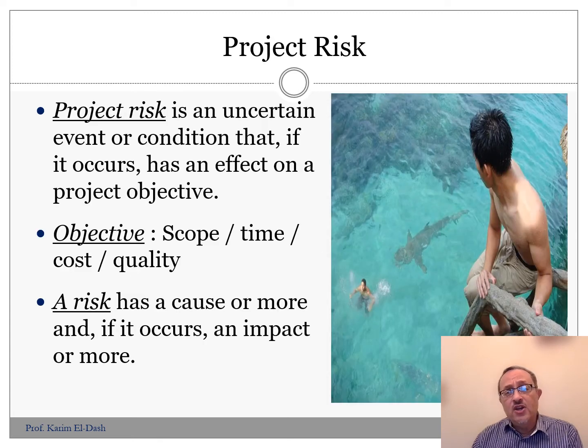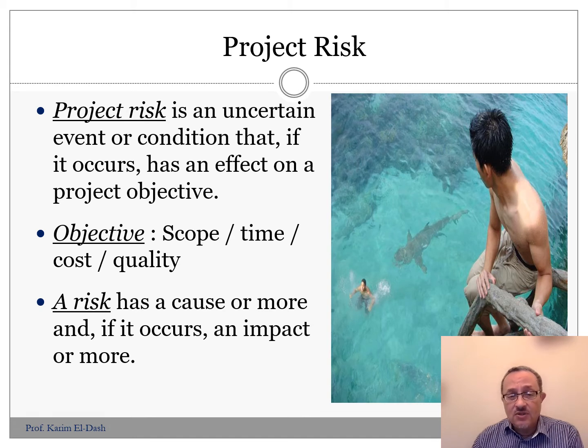By definition, project risk is an uncertain event or condition. If it occurs, it has an effect on a project's objectives. Project objective or objectives might be one objective or more than one objective. Okay, what are the objectives? Objectives are scope, time, cost, and quality.